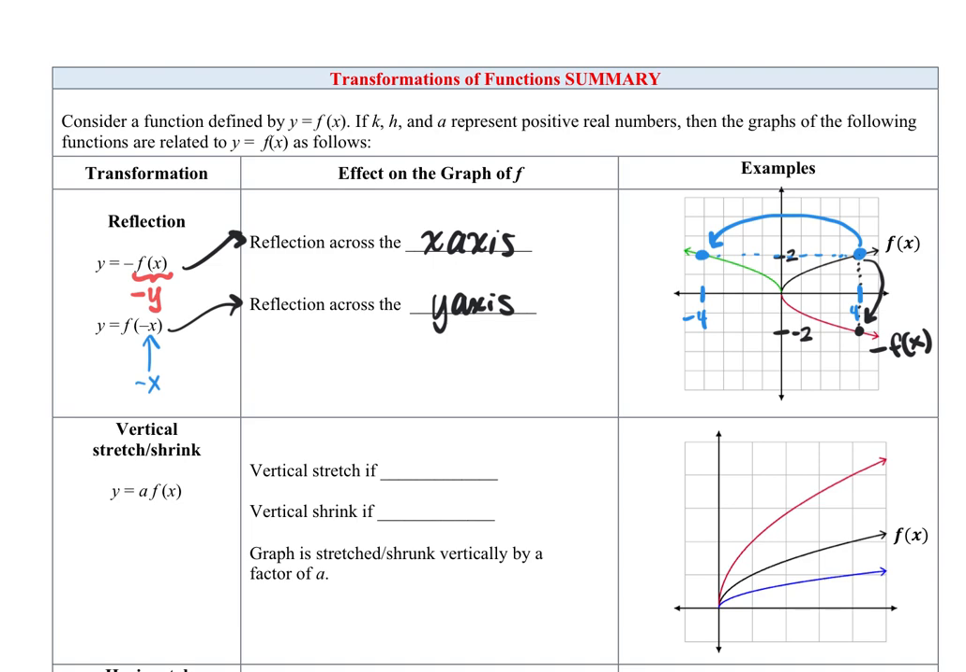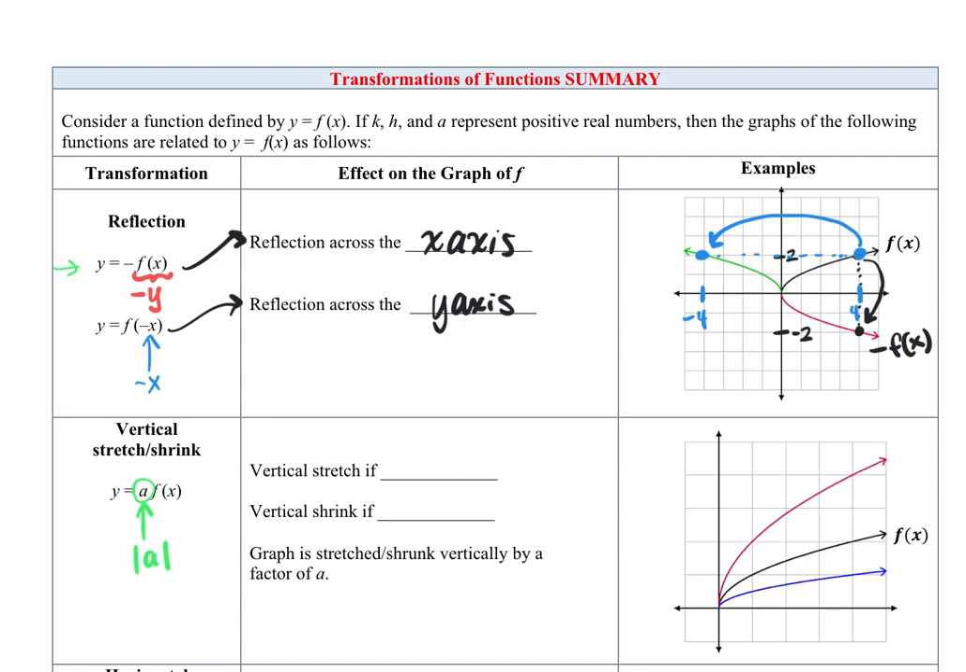Next one is looking at what happens when we are multiplying our function by a value, and that value is what we're calling a. Now, notice, we are not going to worry about a being negative. If a was a negative value, then that would mean we would be up here having a reflection. So we're only going to consider positive a values. So in this case, we're really going to be considering the absolute value of a because we don't care about whether a is negative or not for the vertical stretches and shrinks. Again, a negative a value would cause a reflection.